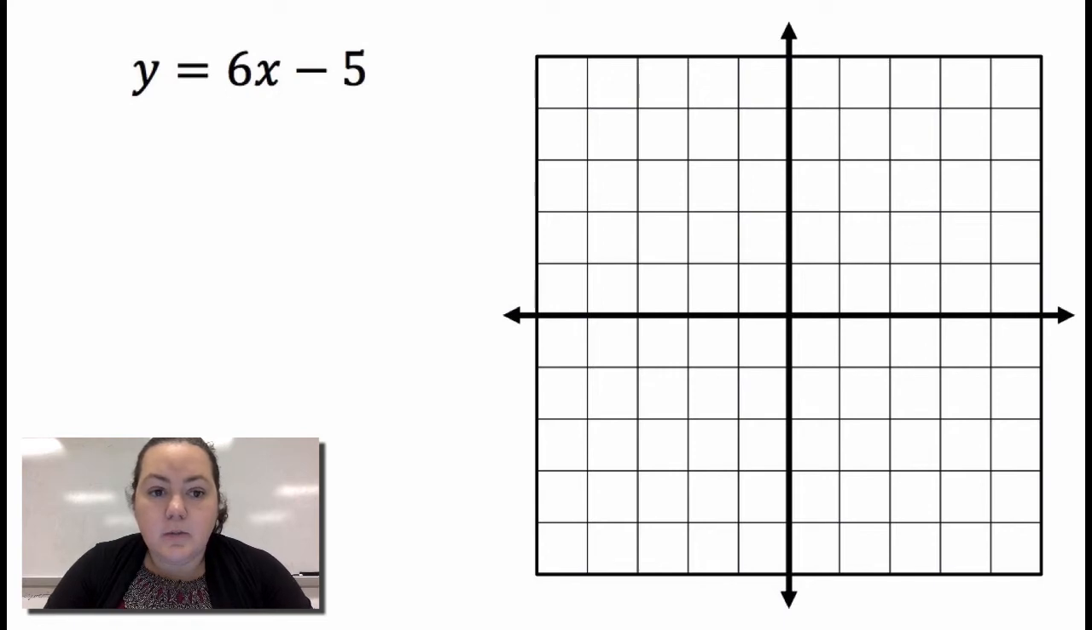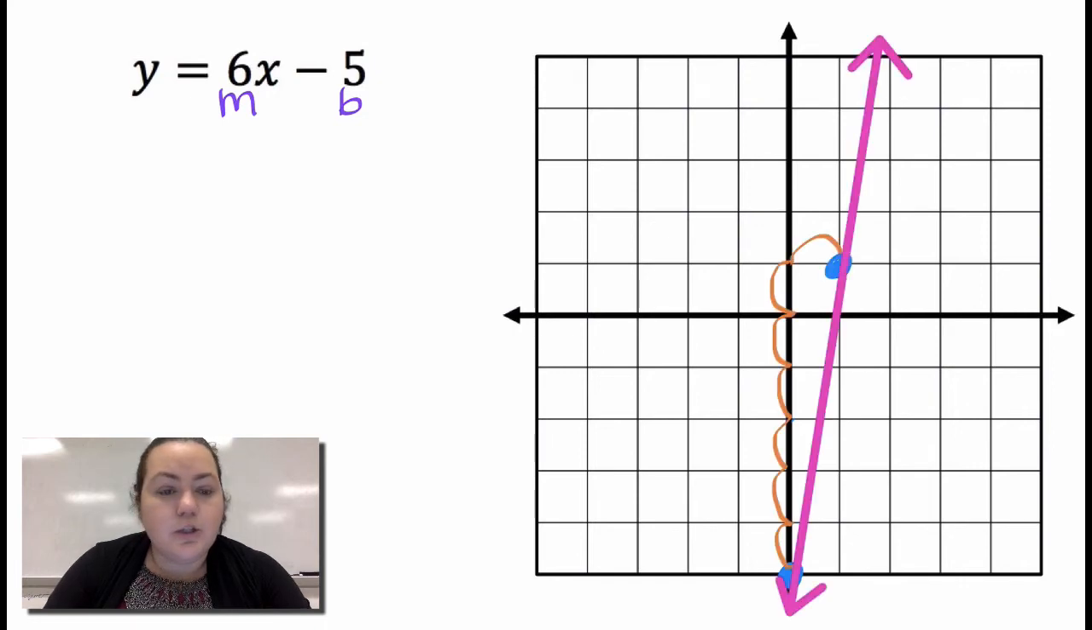Again, this one is in slope-intercept form, so go ahead and try this one on your own. This one's a little bit trickier. All right, so your y-intercept is negative 5, so you're going down to negative 5, putting a dot there. Then your slope is 6. Okay, so you might want to make it a fraction so that you have rise over run. So 6 over 1, and then put a new dot. Once you have 2 dots, you can draw your line.